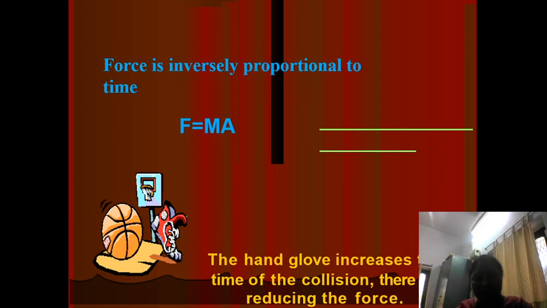The player gets bruised. In order to increase the time of colliding the ball with the hands, the baseball player or the cricket player wears gloves, and also takes his hand back before catching the ball. Because if he takes his hands backwards, the time interval from the ball hitting to the colliding hand will be more. If time is increased, the force applied by the ball on the hand will be less. The chances of getting wounded will be less. The hand glove increases the time of the collision, thereby reducing the force.